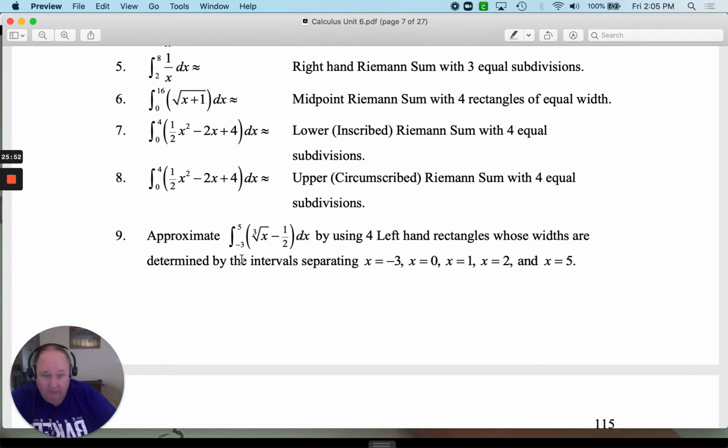So if we're going to do 4 of them, the first width goes from -3 to 0. So the first width is 3. So from -3 to 0, that's 3. And if I use a left-hand one, I plug in the left value. So if you plug in -3, it would be the cube root of -3, subtract a half. Do not simplify it. The next width would be 0 to 1. That's 1. Zero to 1 is 1. And then plug in the left one, which is 0. That's just negative a half.